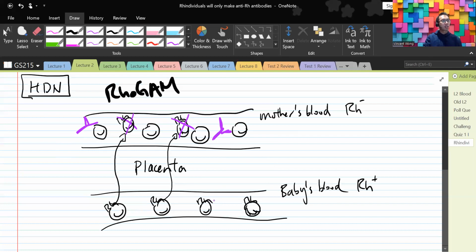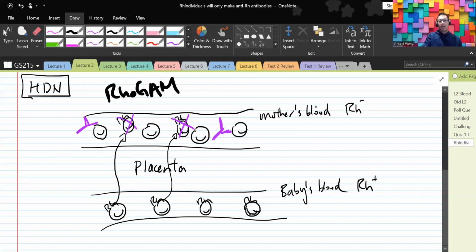Does the mom show signs? How do they know to give it to her? Yeah, so when a person gets pregnant, usually the mother would do a blood test, and the father would also do a blood test. If the mother is negative and the father is positive, they will recommend the RhoGAM.